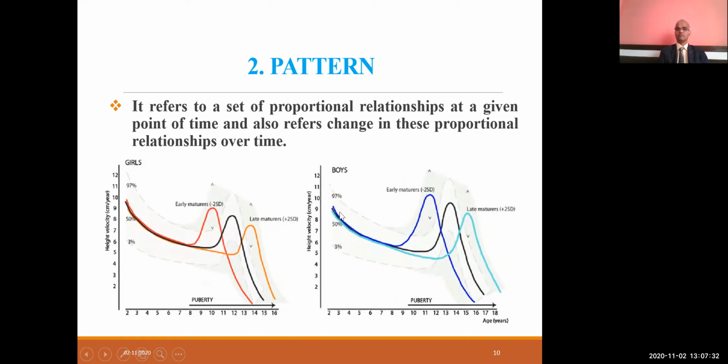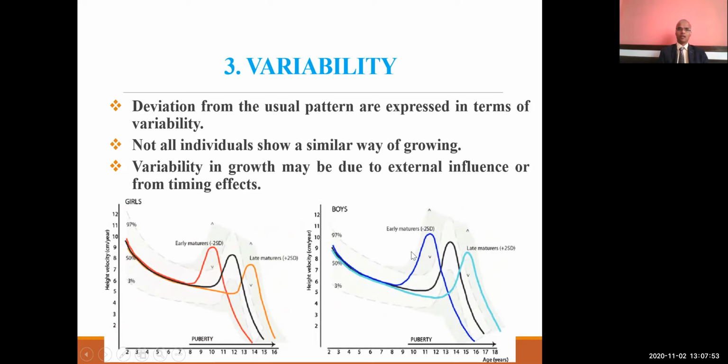Same for the growth of the boys. It's early maturer, average and late mature. So this average we can say that this is ideal. It may be normal. It is early maturer and late mature. Variability is deviation from the usual pattern that is expressed in terms of variability.